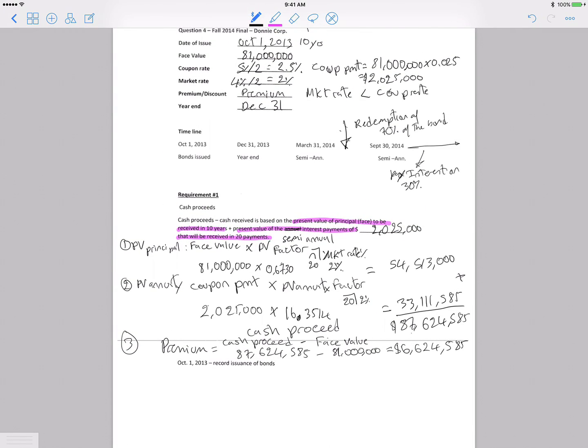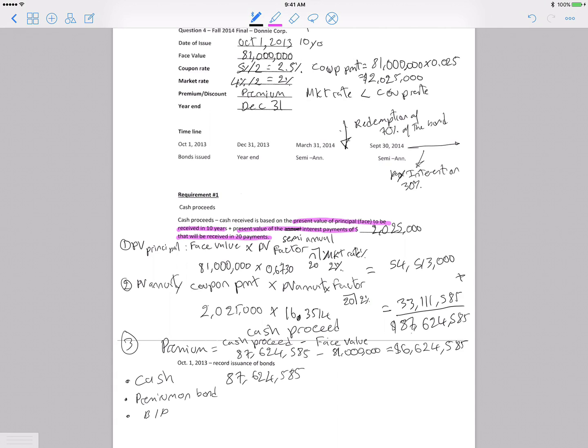We can record the transaction on October 1st, 2013, which is the issuance of the bond. Three accounts are going to be required. We received cash, so we have to debit cash. We have a premium to record, premium on bond, and we issued some bonds, so we're going to have a debt to record also. The cash received is 87,624,585. The premium on bond has to be recorded on credit.